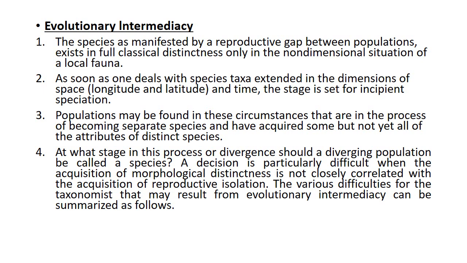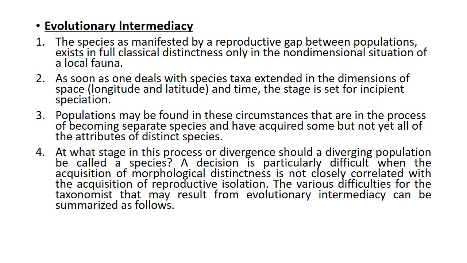The next limitation of the biological species concept is evolutionary intermediacy. The species are defined on the basis of reproductive isolation in a non-dimensional situation, that is, without space and time. So we can say that under the biological species concept, the allochronic and allopatric species cannot be considered, as their reproductive isolation cannot be checked. As we add these two dimensions, then the inclusion of incipient species is also possible. Incipient species are those that are in the process of becoming new species and have acquired some but not all characters of a new species.